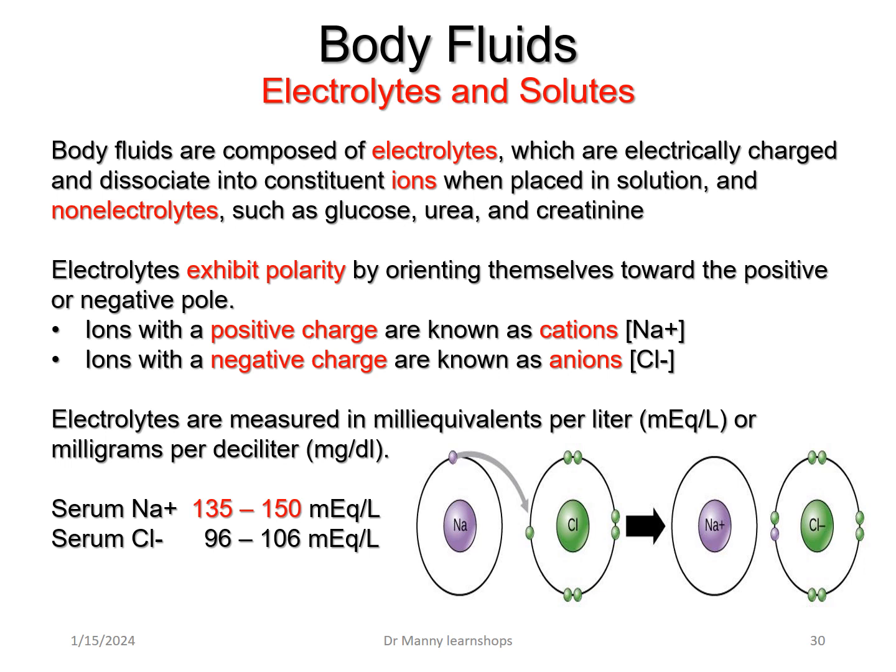Electrolytes are typically measured in milliequivalents per litre or milligrams per deciliter. So, for example, your serum sodium has a normal range of between 135 to 150 milliequivalents per litre. Your serum chloride has a typical range between 96 and 106 milliequivalents per litre.